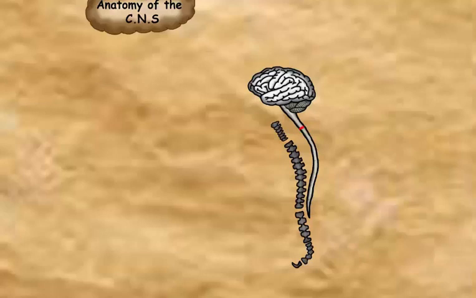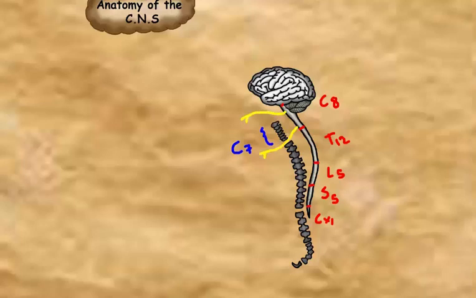The spinal cord is divided into segments. We have 8 cervical segments, 12 thoracic, 5 lumbar, 5 sacral, and 1 coccygeal segment. The spinal cord is found within the vertebral column. We have 7 cervical vertebrae. The difference in number between the cervical vertebrae and the cervical segments of the spinal cord is due to the fact that the first cervical nerve leaves the spinal cord above the level of the first cervical vertebra.